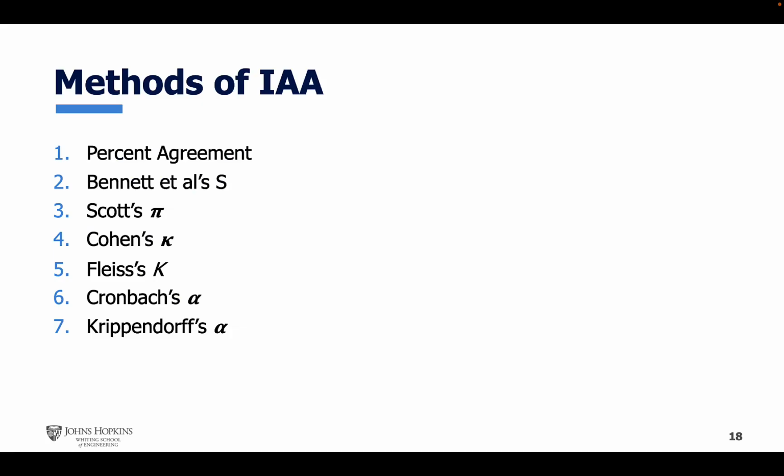The 7 common methods of interannotator agreement that we see: percent agreement. You'll see Bennett's S, or you'll just see S as a measure. Scott's pi. You'll see a lot of kappa measurements. There's Cohen's kappa, Fleiss's kappa. And then we have alpha. So Krippendorf's alpha is an extension of Cronbach's alpha, and Cronbach's alpha is not really a very good measure of interannotator agreement, but we'll talk about that shortly. So these are the most common ones that you'll see. You will see some people using F measure, which is incorrect and wrong. I'll explain why later. And let's begin with the easiest one.